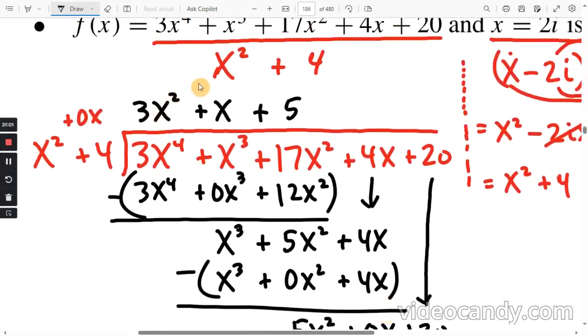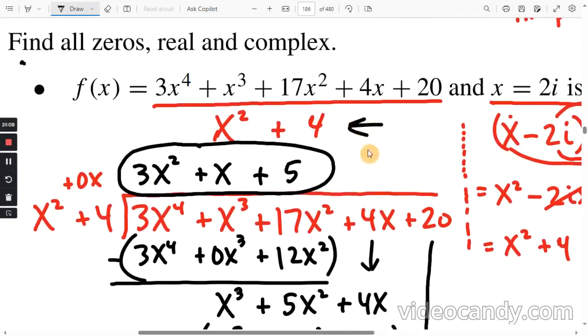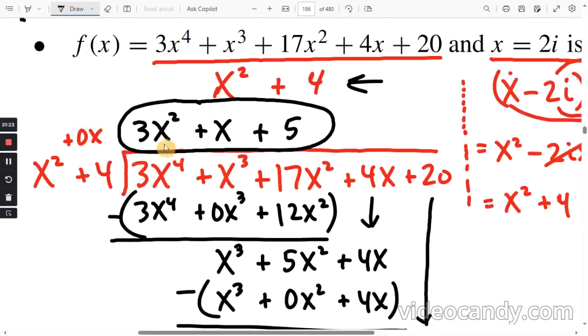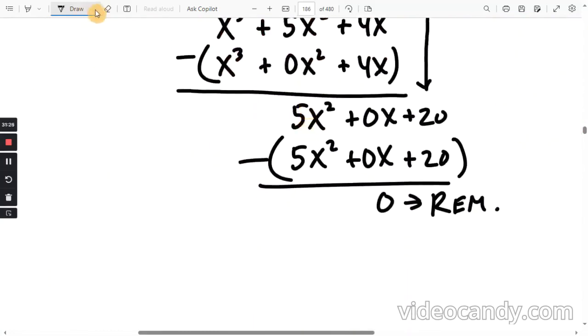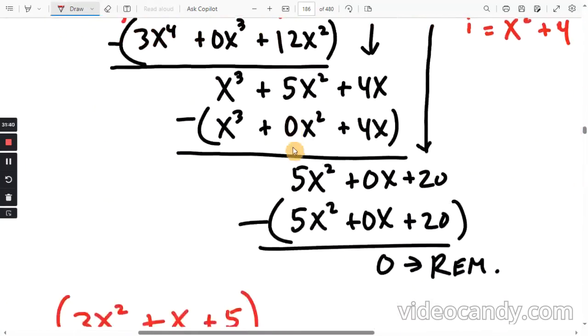And this right here is going to be multiplied by this right here. Okay, we just divided, so that means this times this gives us the original. All right, so let's write that out on the bottom here. We have 3x squared plus x plus 5. I'll do it in a different color. 3x squared plus x plus 5. And that is going to be times x squared plus 4.